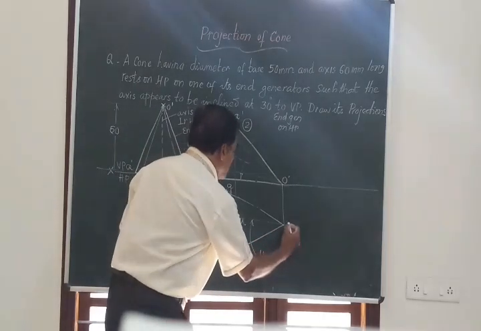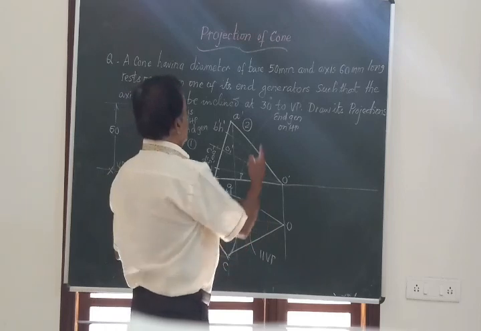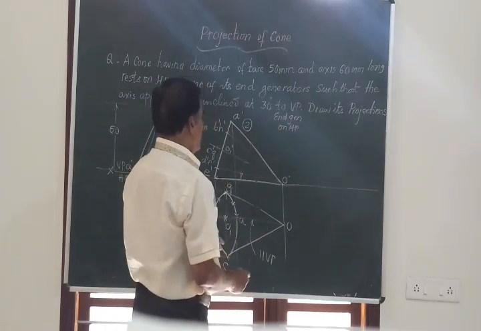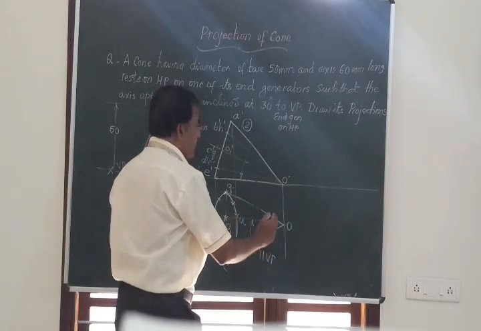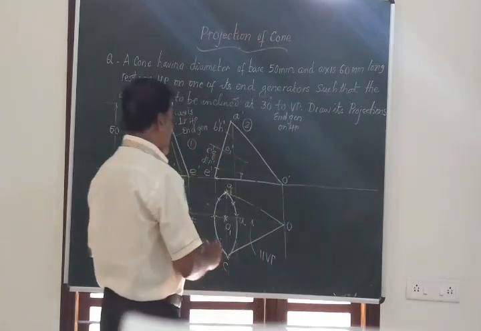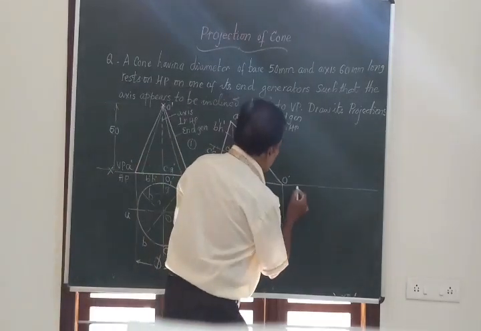Now OO1 is parallel to VP. He said it has to be at an angle of 30 degrees to VP. So what do I do? I am going to redraw this figure on a line inclined at an angle of how much? 30 degrees to VP, similar to the previous problem.